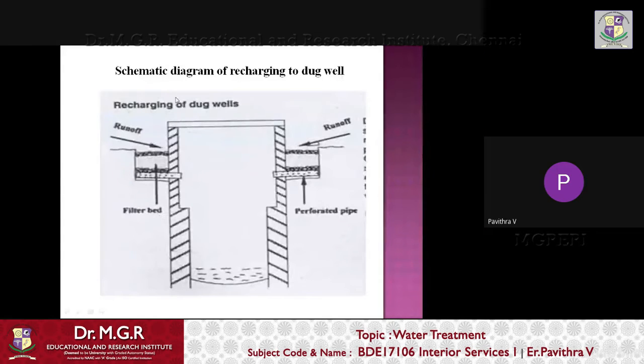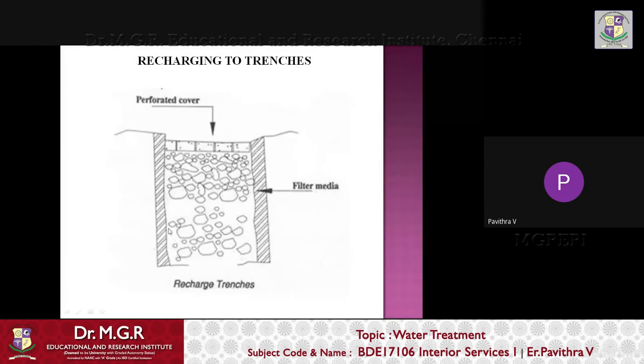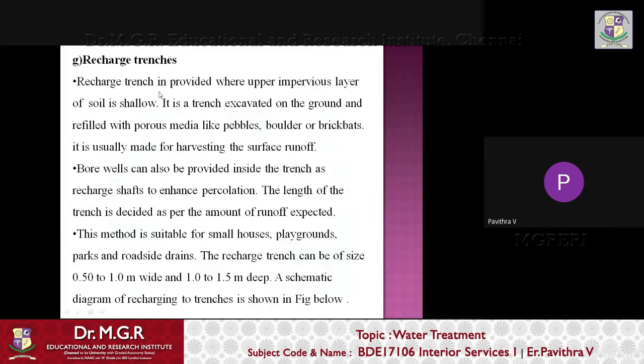And if you are going to store the water by means of digging a well in the underground, that is called dug wells. Next is recharging trenches. Trenches are where we dig a rectangular portion in the underground and store water by means of a filter medium. A recharge trench is provided where the upper impervious layer of the soil is shallow. Based upon the different requirements, soil type or availability of area, we will choose whichever recharge method we want to adopt.